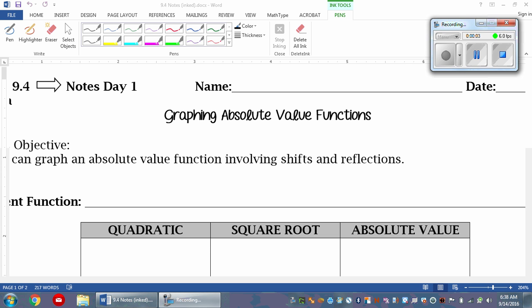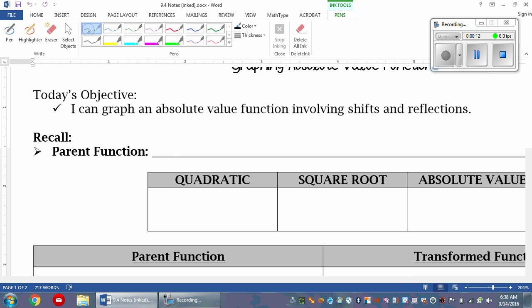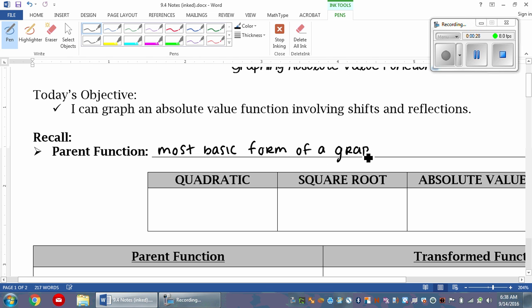Welcome back. Today we're going to be continuing on with graphing absolute value functions. Before we get started, let's go ahead and review what it means to use a parent function. A parent function is the most basic form of a graph. Remember, in the most basic form the vertex is at 0, 0, and there are no shifts or reflections.